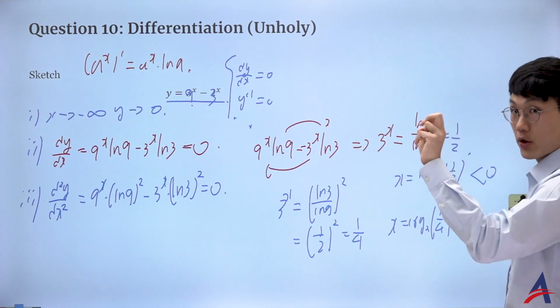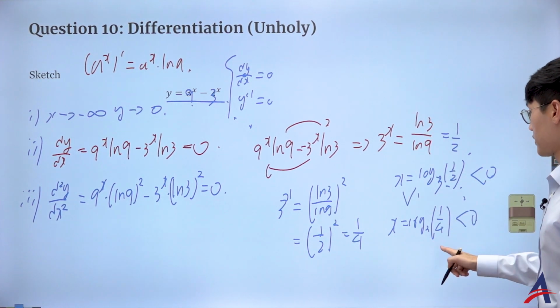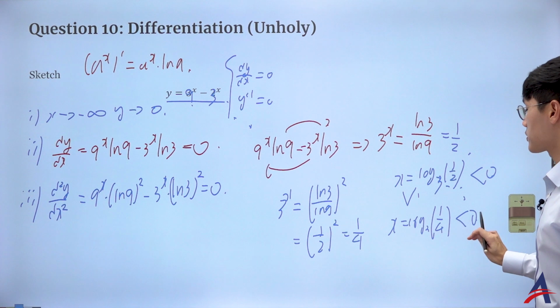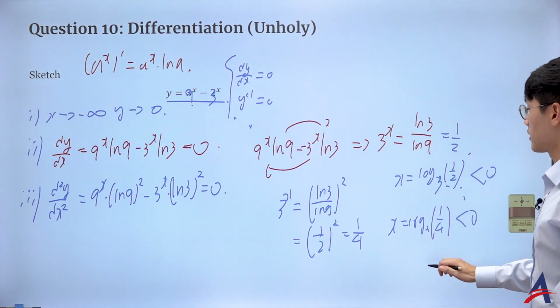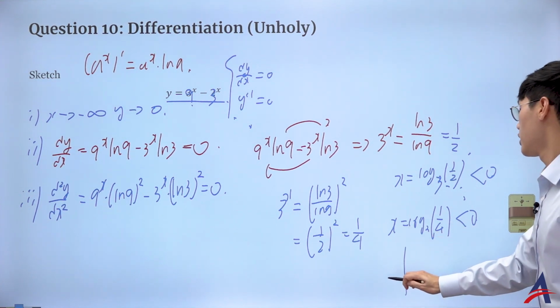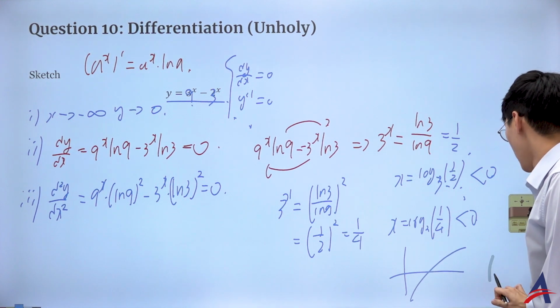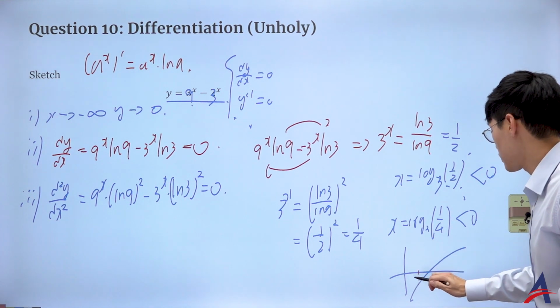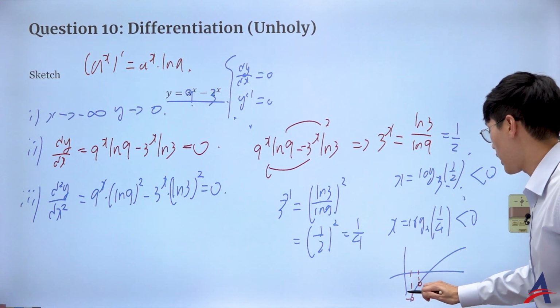And which one is smaller? Is it smaller? It is smaller because it's closer to 0. So in the log function, we know that 1 over 2, 1 over 4 is going to give you the y value like that.